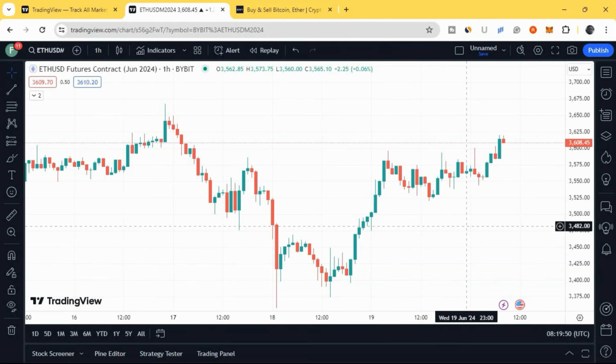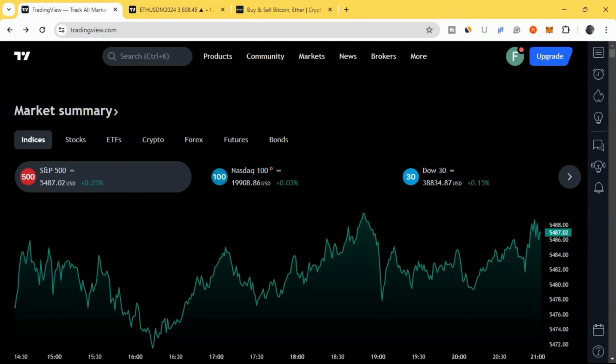Thank you. Now, as you can see on the screen, I'm on TradingView and this is the ETH USDT chart right here. But how did I get here? In case you don't know how to get here on TradingView, let me just show you. So right here is the home page on TradingView. So once you go to TradingView and you log in, this is what you're going to be seeing.